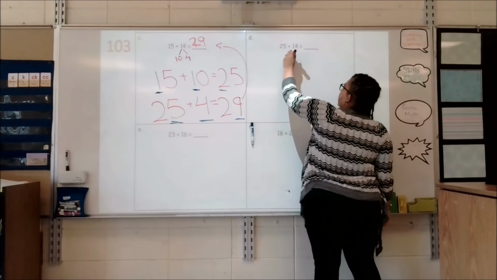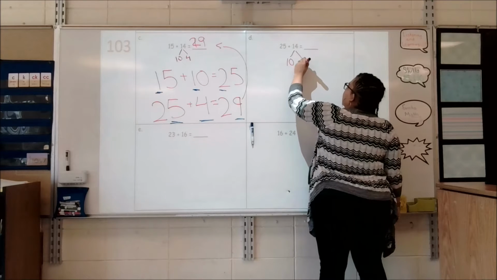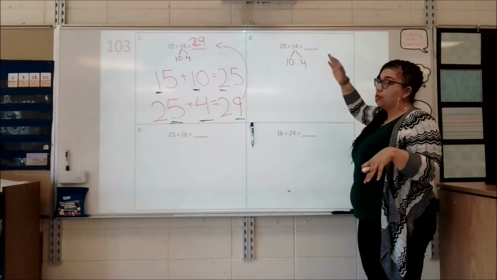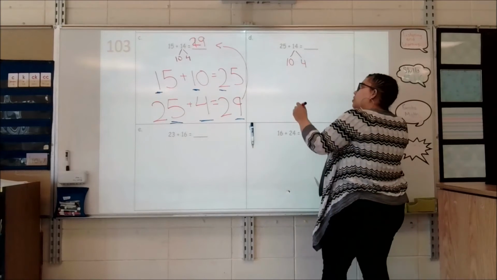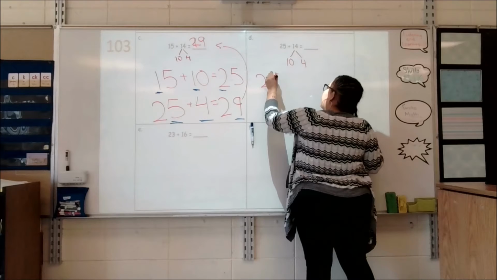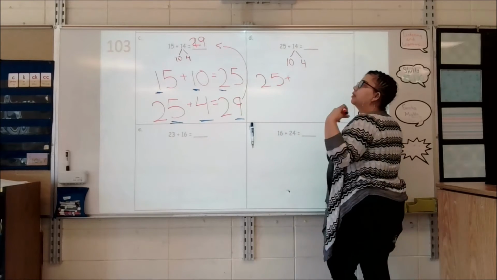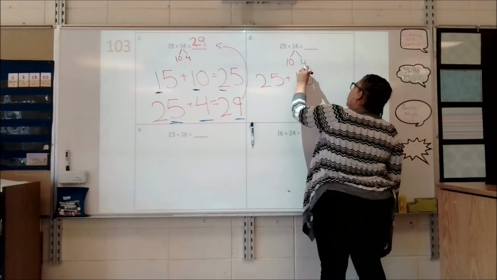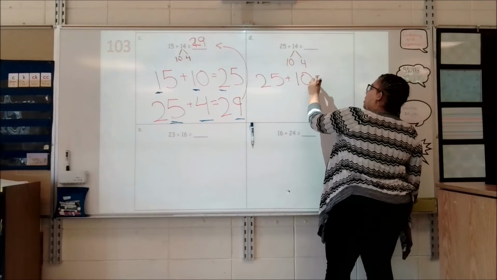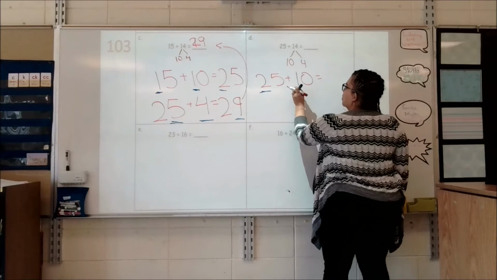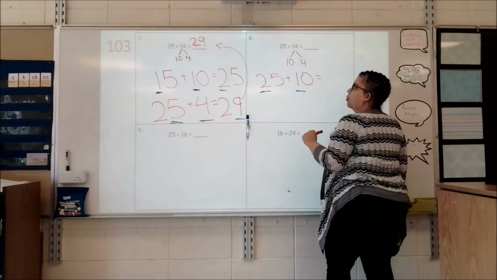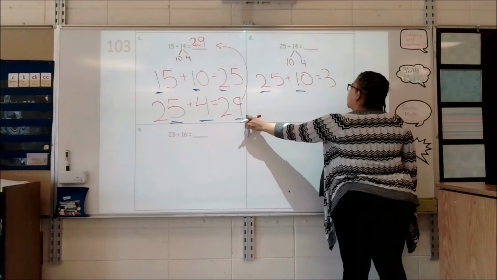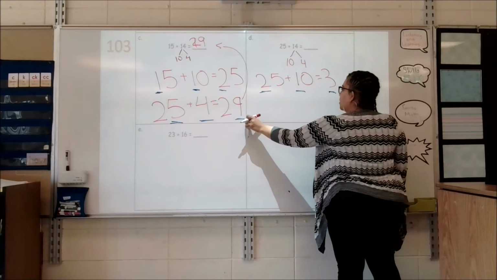14, good. It is 10 and it is 4 again. We said that on these top 2, we're going to add the 10s first. So now what I want is 25 plus 10, because there is one group of 10 in the number 14. 2 10s plus 1 10 is equal to 3 10s.